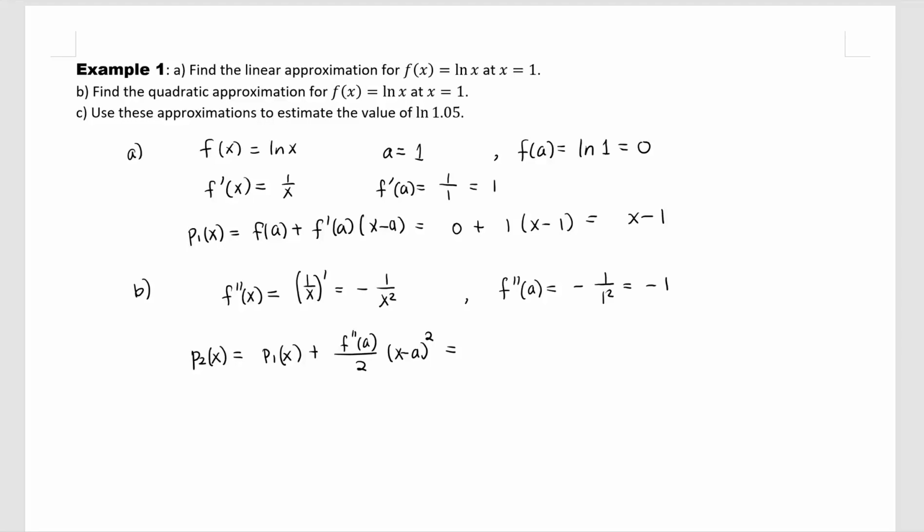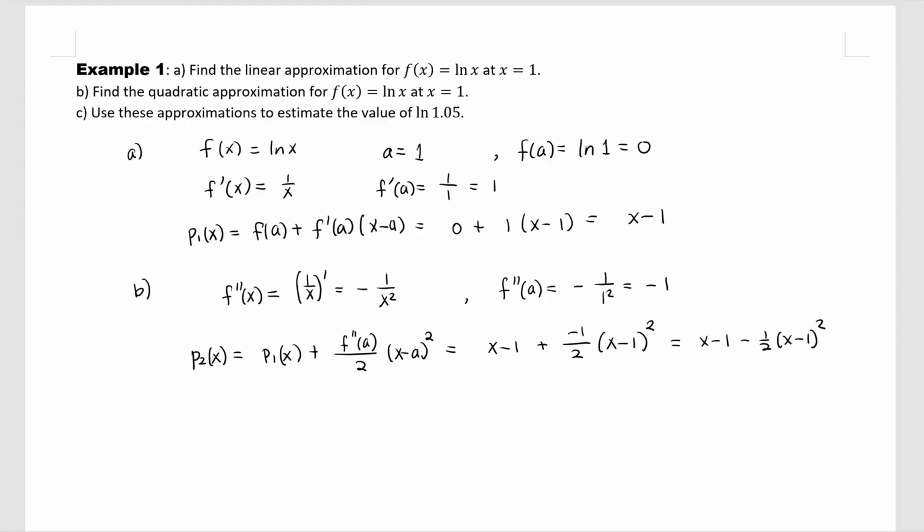Okay, keep this in mind. And then P2 of x is x minus 1 plus the second derivative, which is negative 1 over 2, times x minus 1 squared. So let's rewrite it: minus 1/2 times x minus 1 squared. Okay, so keep it like this. Don't expand it. This is great, and this is our quadratic approximation.